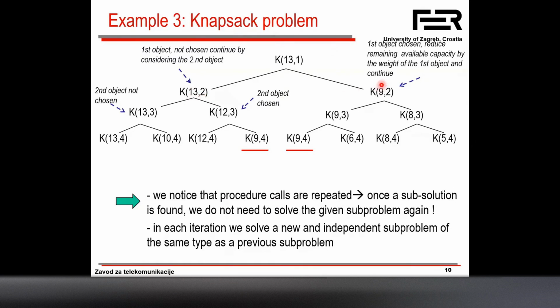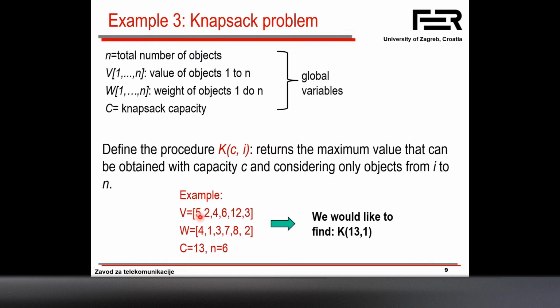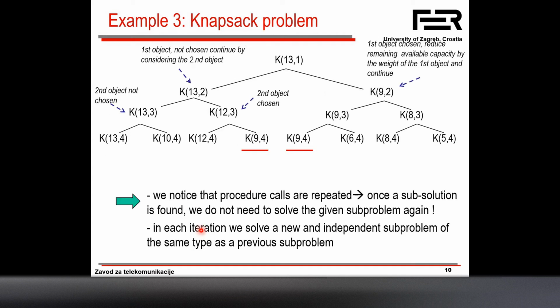In this case, if the first object is chosen over here, then we reduce the remaining available capacity. And if I go back one slide, the first object had a weight of 4. So its value is 5, but its weight is 4. So we subtract 4 from this original capacity. I have 9 left, and I still have to decide about the remaining 2, 3, 4, 5, and 6. So 2 onwards, right, objects.